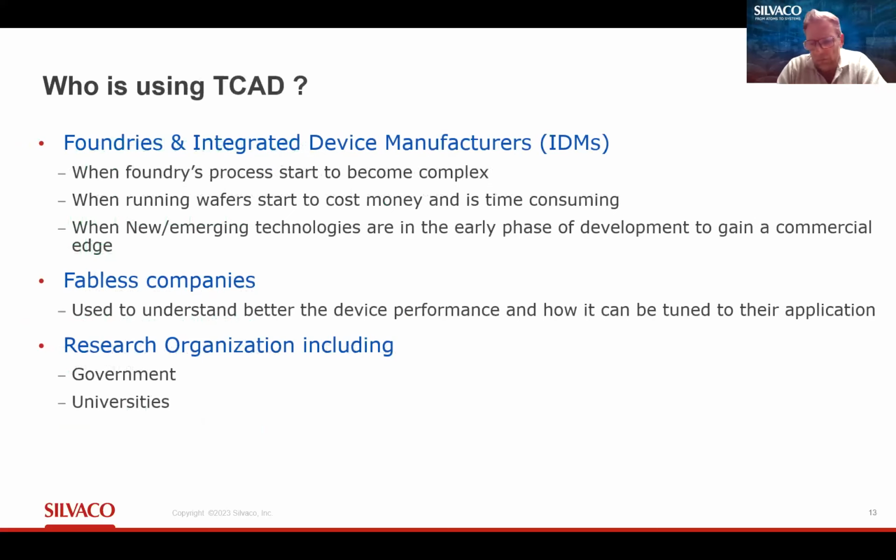Who is using TCAD? Well, today, everybody. So foundries, of course, and IDMs, and now it's across the board. When foundry processes start to become complex, and when running wafers starts to cost money and is time consuming, it's back to what I said in the introduction. And of course, also back to what I said before, when you are an emerging technology or in the earliest phase of development, and to gain a commercial edge. But those are not the only ones. Fabless companies, because they want to understand their device better and eventually tune and optimize towards their application. And of course, government, universities, research organizations for teaching and for learning and exploring new concepts.